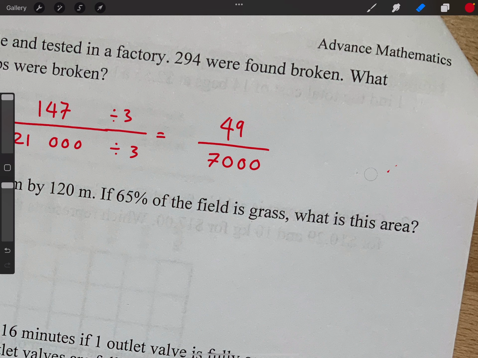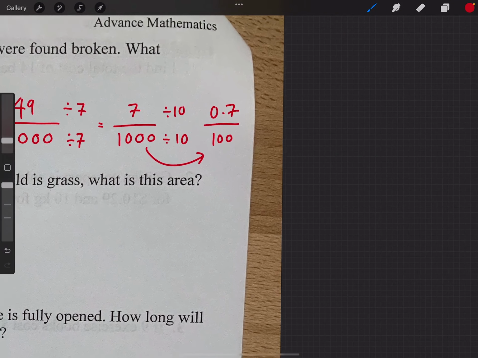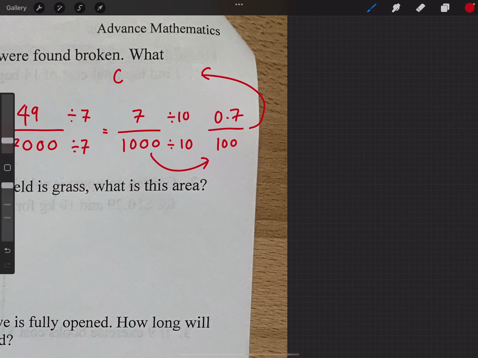Okay, it's starting to look a lot better now. I'm going to divide top and bottom by 7. They're both divisible by 7. This will be 1,000, and this will be 7. 49 divided by 7 is just 7, right? Now, I want to make this into just 100. So that means I have to divide it by 10, and divide this by 10. So therefore, 7 divided by 10 is 0.7. Right, so now we can turn this one into percentage. This is just 0.7%. And there's the answer.